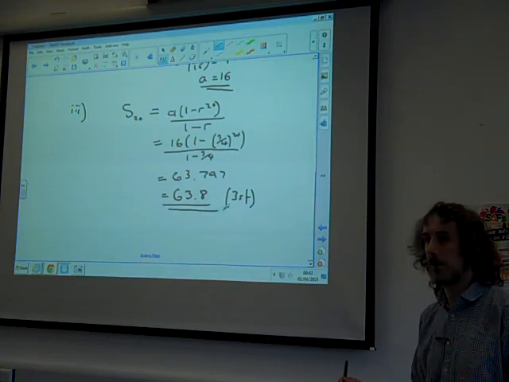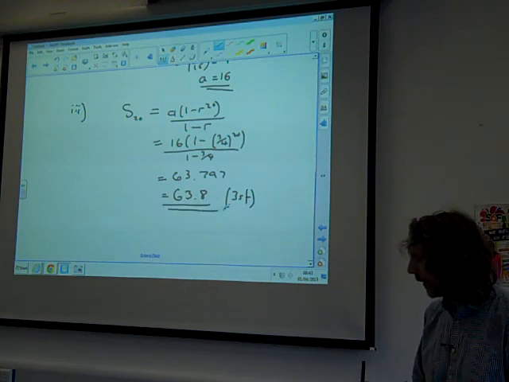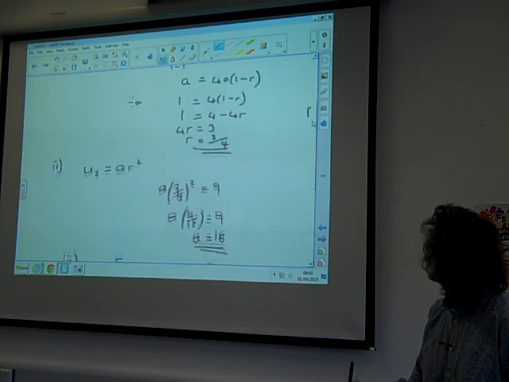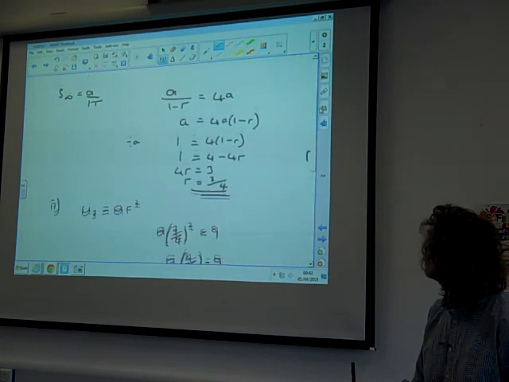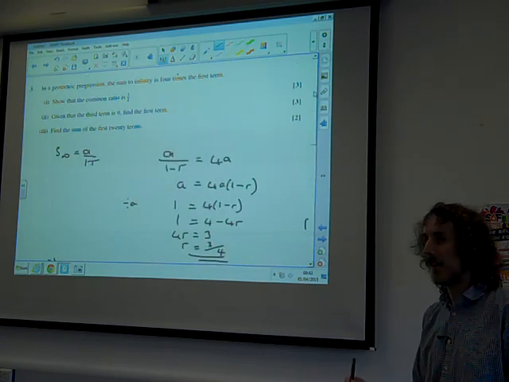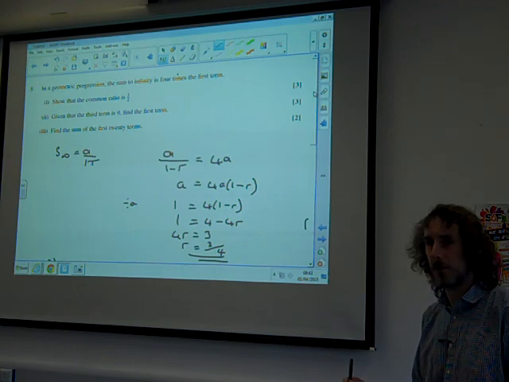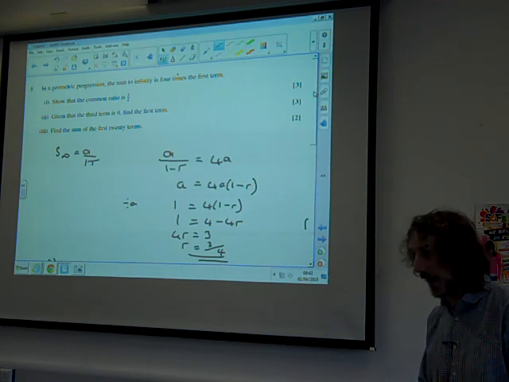To 3 significant figures. Whoa, great! We've just picked up another 8 marks. Flying through it. And that's maths.